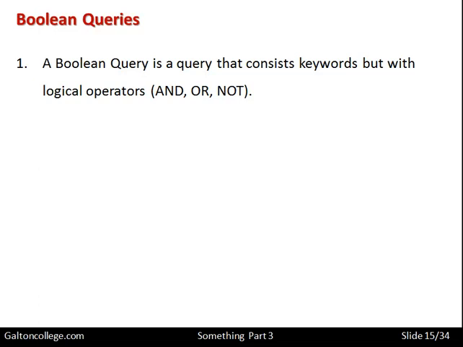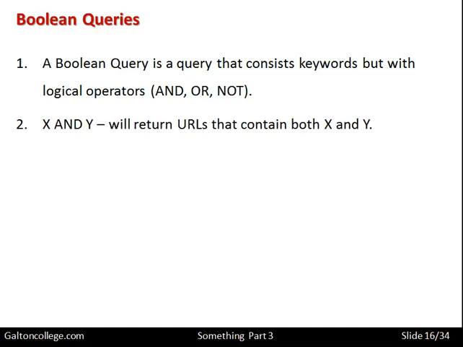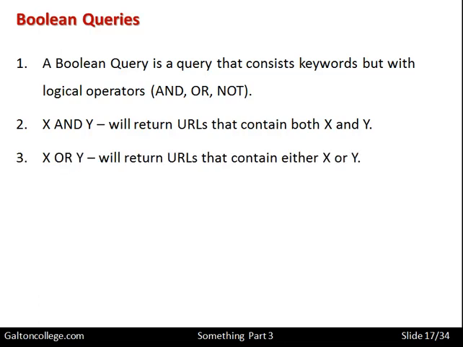And the operators could be AND, OR, NOT. So X AND Y will return URLs that contain both X and Y. So if we type in cars AND Ford, it should bring back cars that are produced by Ford. If we have X and Y being cars and Toyota, then it should bring back URLs of Toyota and the cars that Toyota make.